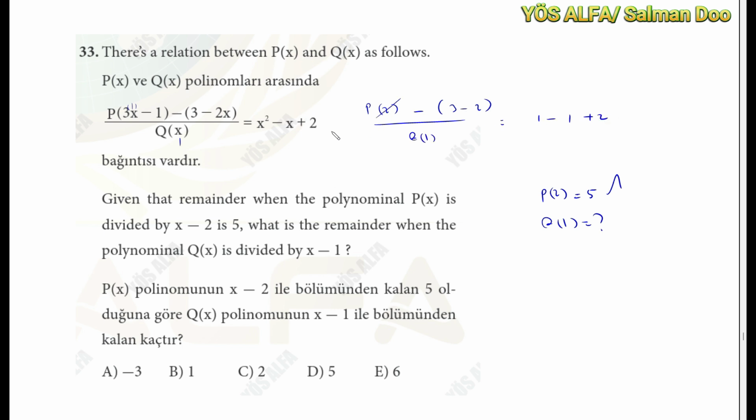Since p of 2 is known to be 5, so we have 5 minus 1 is equal to 2 times q of 1. From here we have q of 1 is equal to 4 over 2, which is 2. So the answer is C.